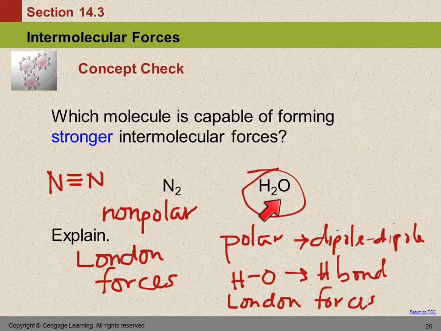So since water has stronger intermolecular forces, would you predict that its boiling point is higher or lower than nitrogen? Higher. Okay, because if the boiling point is higher, what that means is the particles have to have more kinetic energy, more thermal energy before they can break free. So higher melting and boiling point correlates with stronger intermolecular forces.